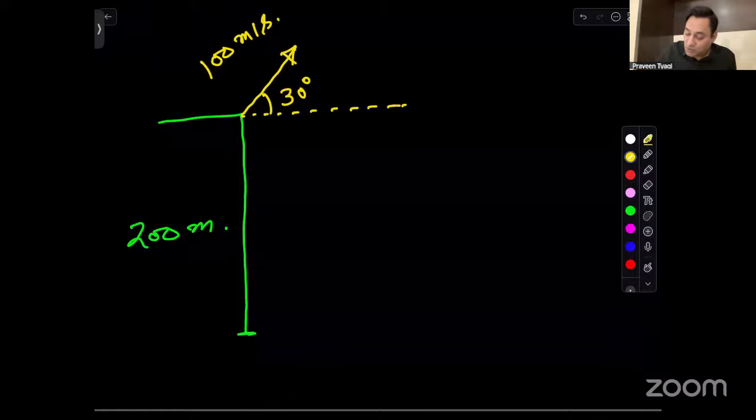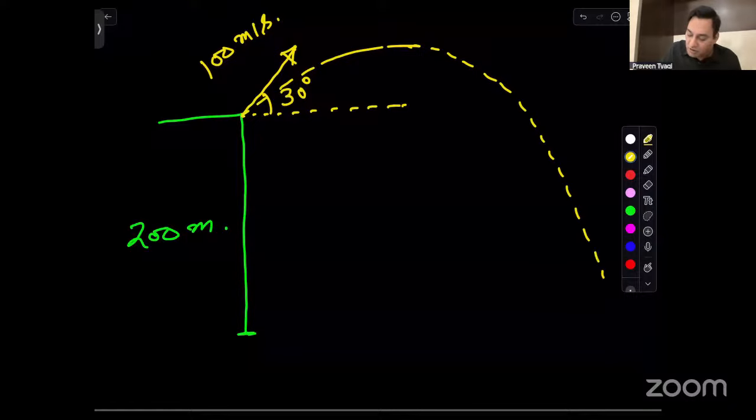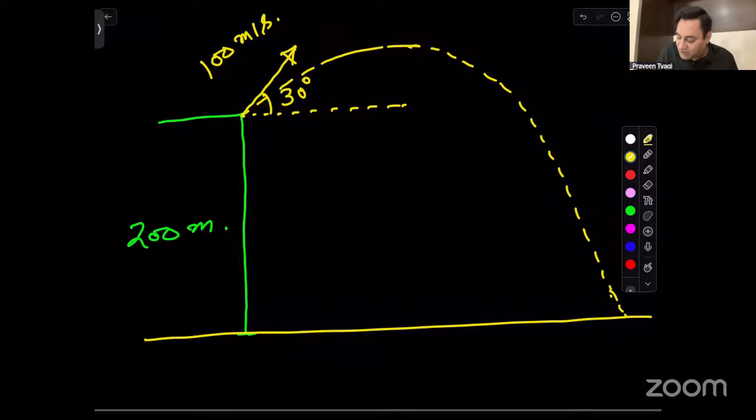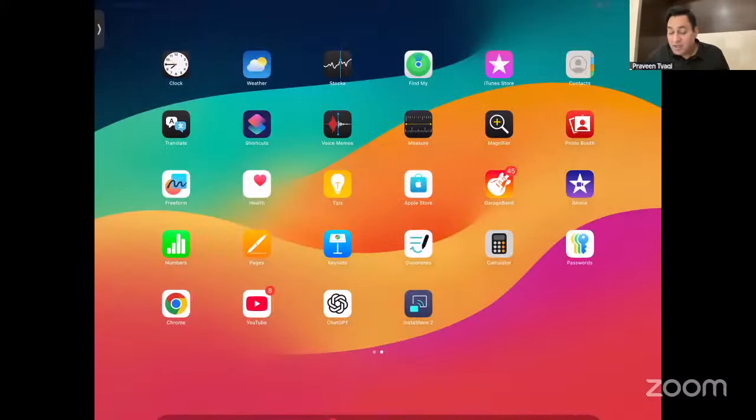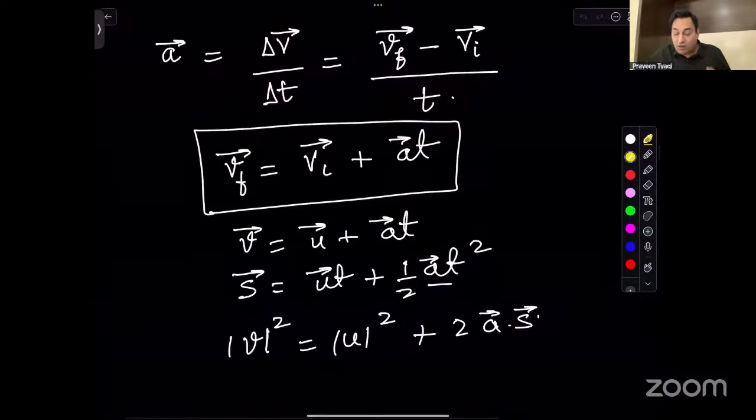Now, the stone will go like this and go like this and then fall on the ground. Now, all the formulae that you have crammed till now for projectile motion were for ground to ground.